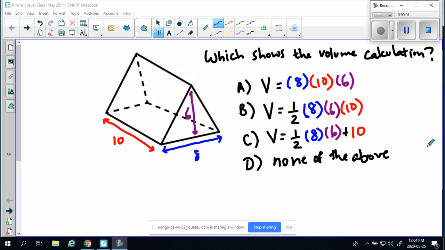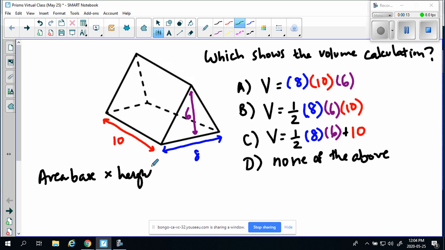Students voted correctly on this one as to which one was a volume calculation. Remember that a volume calculation of a prism is done by the area of the base times the height. In this case, the base is a triangle.